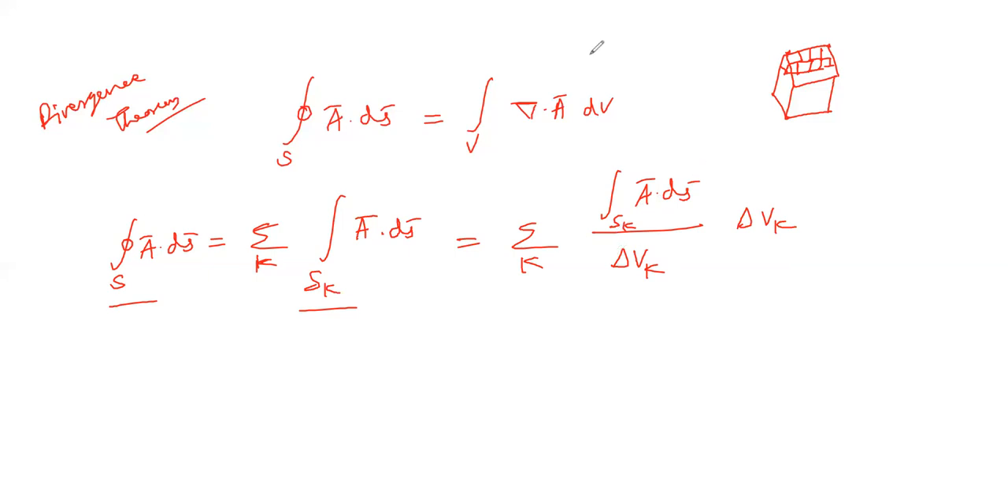If you take one cell, let me take another color for better understanding. This is one cell that you can see. This one cell is inward to some neighboring cell, and there is a cancellation on every interior surface. So hence, the sum of surface integrals over the different cells is the same as the surface integral over the surface.